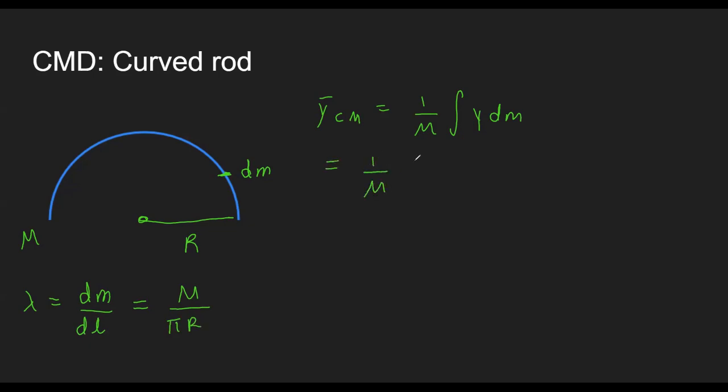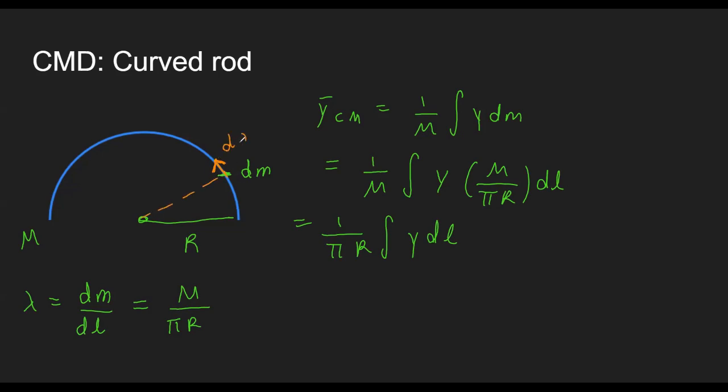We have 1 over m integral y, and dm is replaced with m over pi r dl. Excellent. And so we can, of course, simplify this down to being 1 over pi r integral y dl. And now it's time to introduce a coordinate system, but let's indicate what dl looks like along our rod. dl is no longer neatly aligned with a y or an x-axis. Instead, if we recall our polar coordinates, dl moves in the d theta direction. And in fact, if you recall your coordinate systems, dl is equal to r d theta.